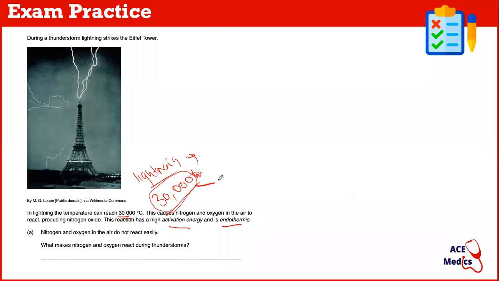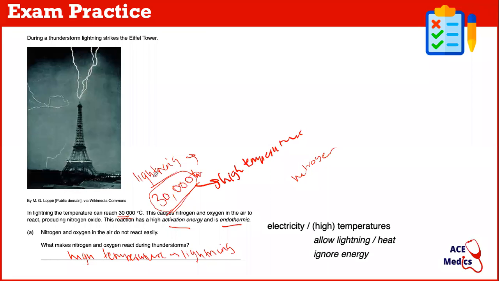So it's that high temperature that's providing the energy for the nitrogen and oxygen. So what makes the nitrogen and oxygen react during the thunderstorms is the high temperature provided by the electricity or provided by that lightning. The high temperature from the lightning is allowing nitrogen and oxygen to react together. Yeah, does that make sense?